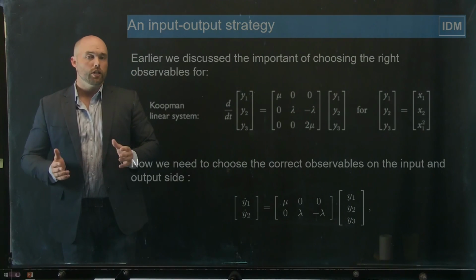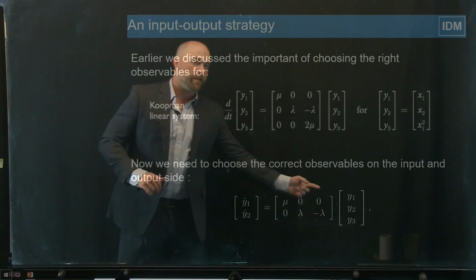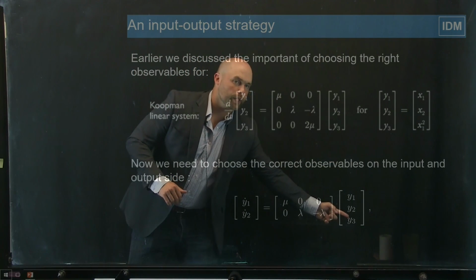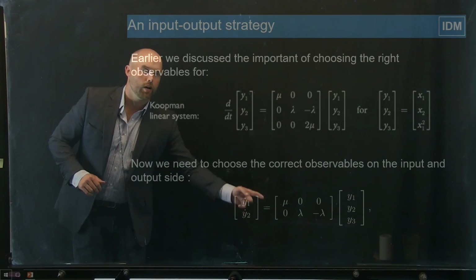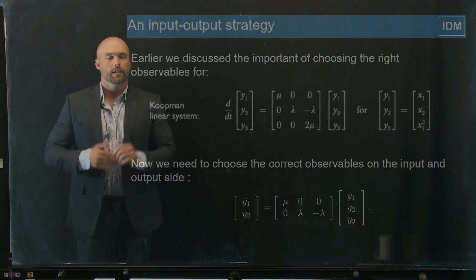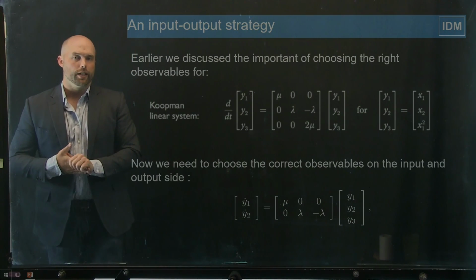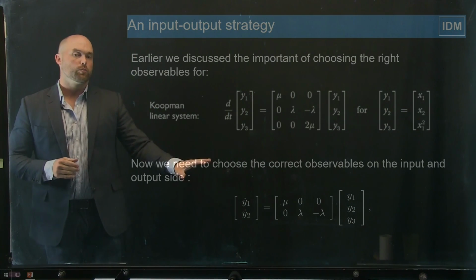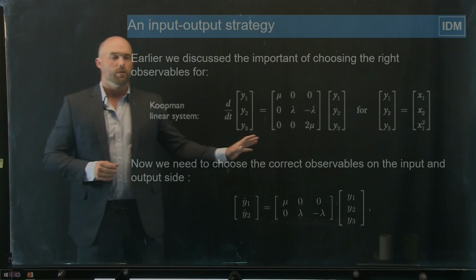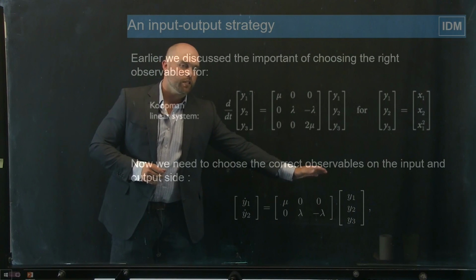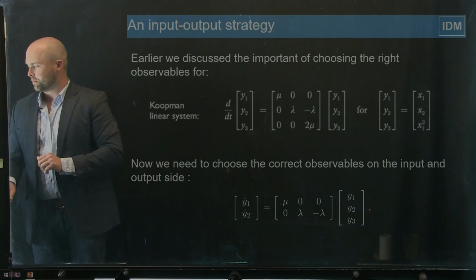But we could choose the correct observables on both the input and output side, such that we make sure to include the right y3 here, which is x1 squared, but we no longer care about how y3 evolves in time. And this is a slightly different perspective on how to use Koopman operator theory, and much more on approximating from data some type of operator that takes us from the correct measurements to the states we're interested in.